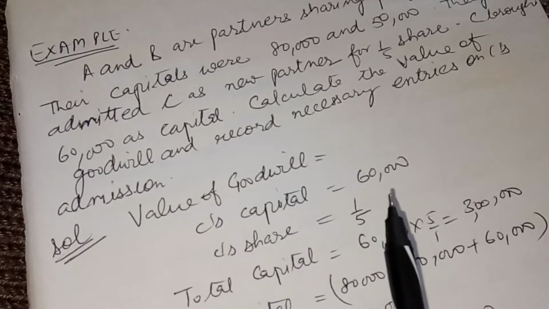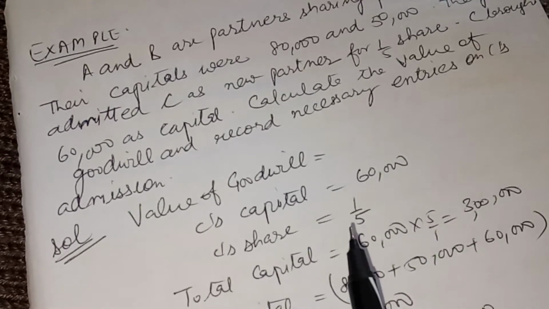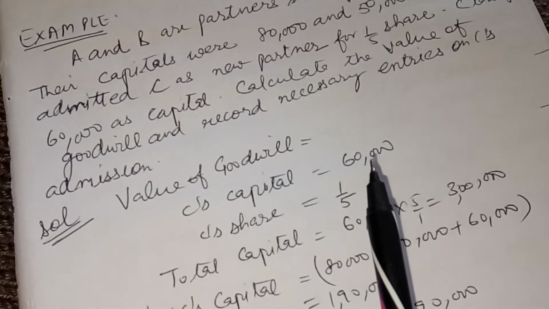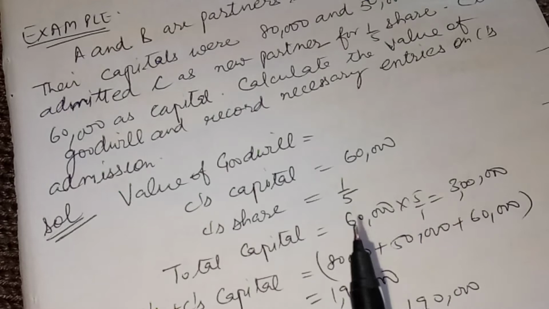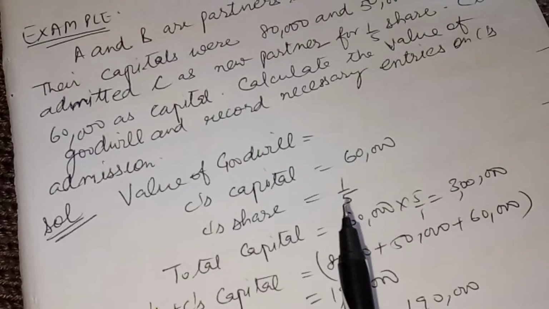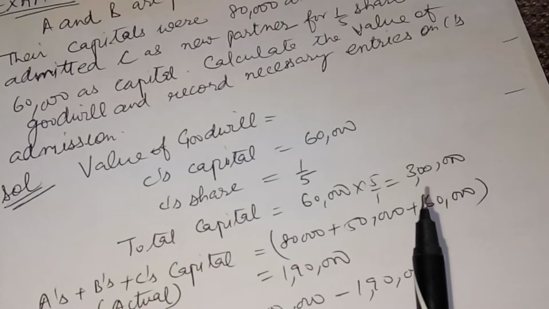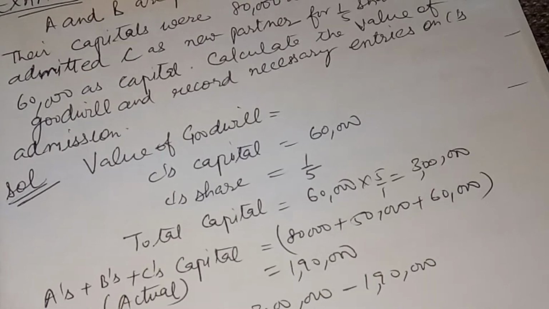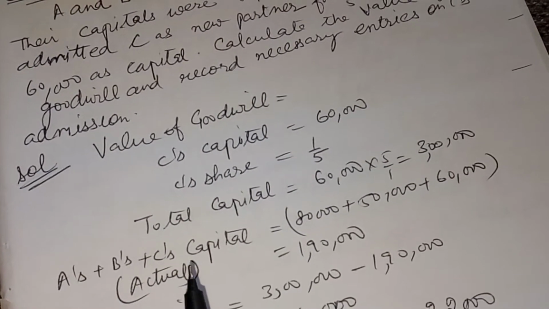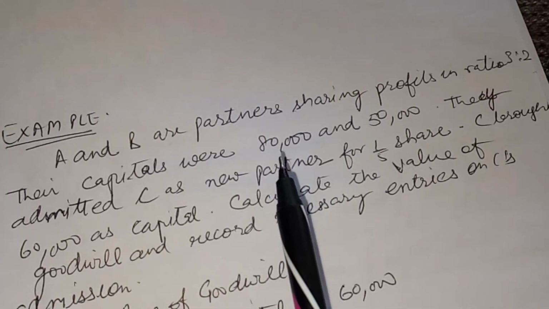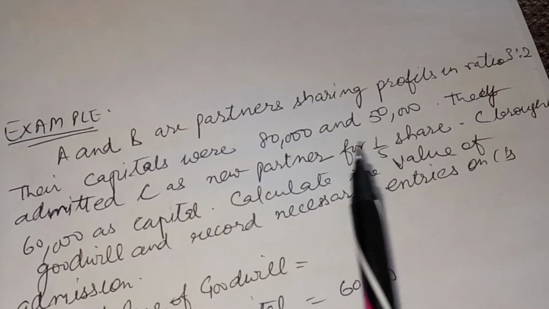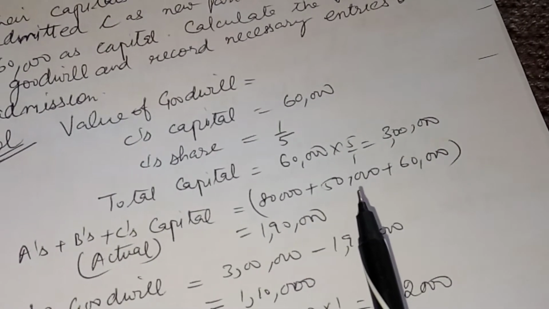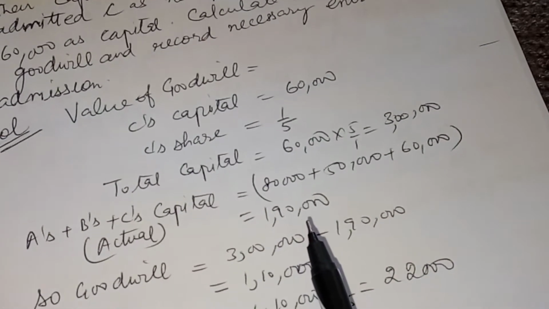So, C's capital is 60,000 and C's share is 1/5. If C is paying 60,000 for 1/5 share of capital, so the total capital should be 3 lakh rupees. That means 60,000 into 5 upon 1, we will capitalize it, so it will be 3 lakh. But A's capital, B's capital and C's capital actual. Now A's capital is 80,000, B's capital is 50,000 and C is bringing 60,000. So the actual capital will be 80,000 plus 50,000 plus 60,000. That comes out to be 1,90,000.